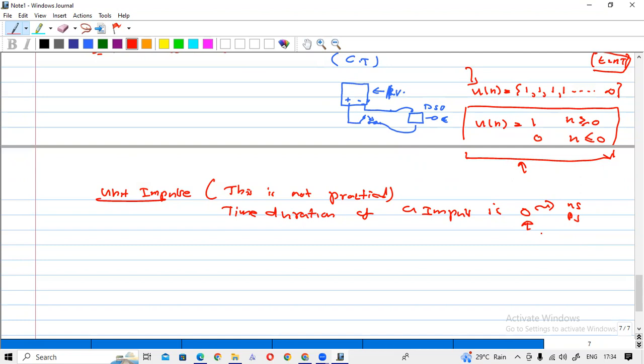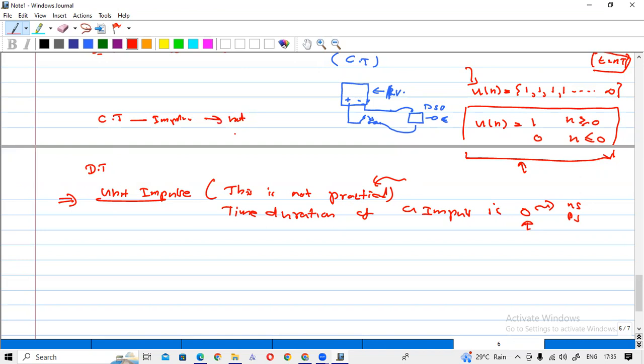So it is not practical, no? If we take something with 0 time duration, it is not impossible, it is not practical. So basically this unit impulse function is not practical, but this is not complex actually. Discrete time unit pulse. The continuous time impulse is not practical at all, and also it is mathematically complex.